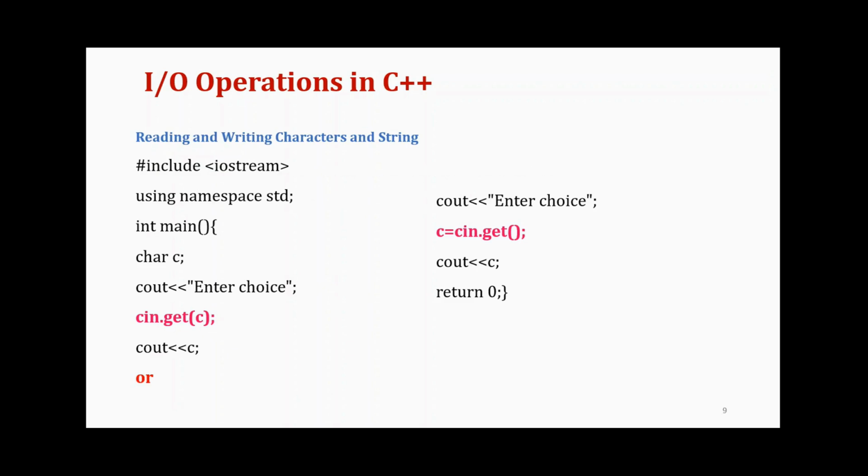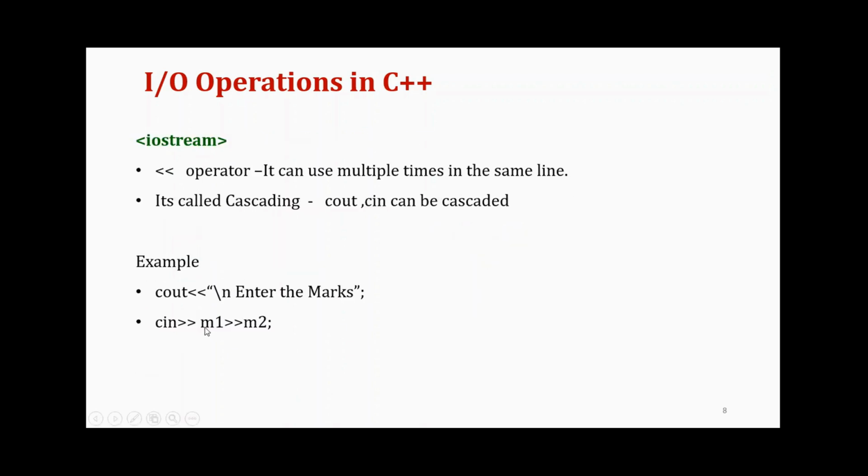Cout, cascaded output stream operator, M1, cascaded output stream operator, and M2. So together two values can be sent to the output stream. Both cin and cout can be cascaded with the respective input stream and output stream operators.